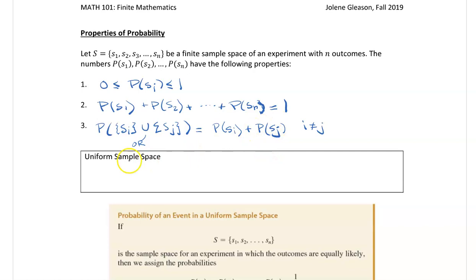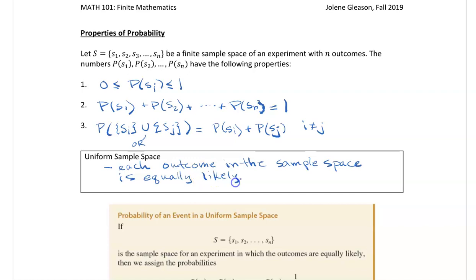It's a little cryptic, and we'll do some work with this in a minute. I'm going to define another thing called the uniform sample space. A uniform sample space is just a sample space where each outcome in the sample space is equally likely. That's what a uniform sample space is.